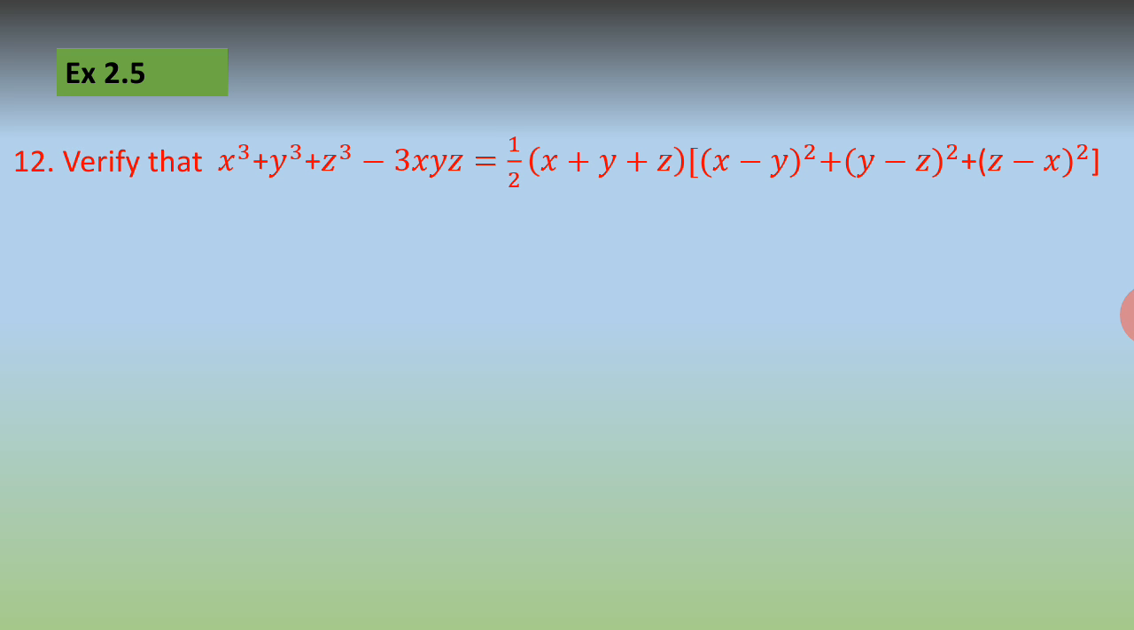Next, question number 12. Verify that. We have to verify this entire statement. Now, again, if you look at it, you'll see that the left-hand side has unlike terms. So it's difficult, you cannot proceed. Whereas the right-hand side of the statement has numbers which can be solved further. Certain multiplications can be done. Squarings can be done. So we are starting with the right-hand side of this statement.